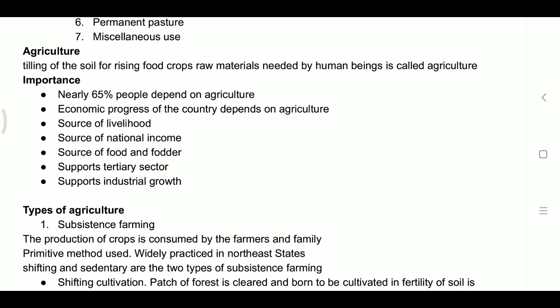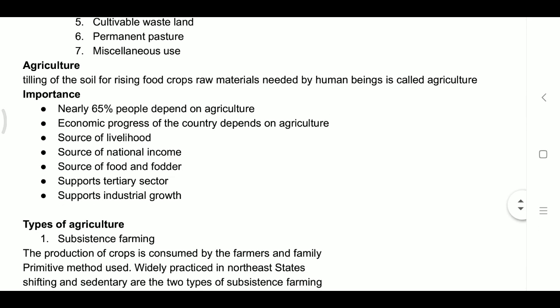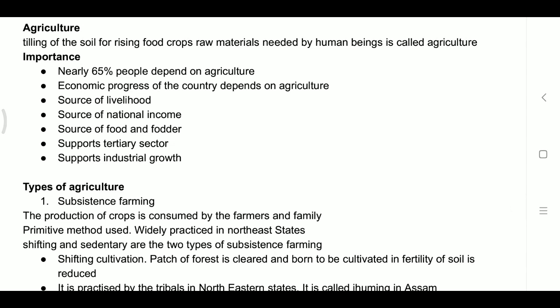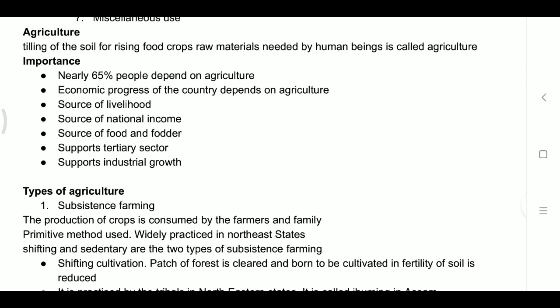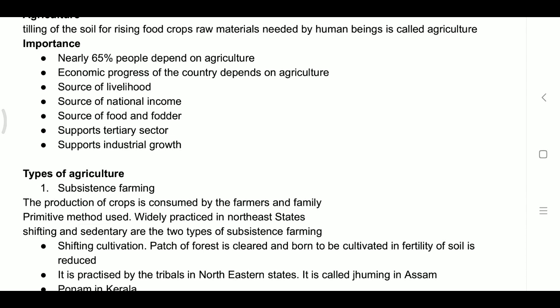Agriculture, you know, is one of the very important and predominant occupations of Indians. Tilling of the soil for raising crops and raw materials needed by human beings is called agriculture. The importance of agriculture is that 65% of people depend on this occupation, and economic progress depends on it. It is a source of livelihood and national income. It is the provider of food and fodder, food for human beings and fodder for animals.